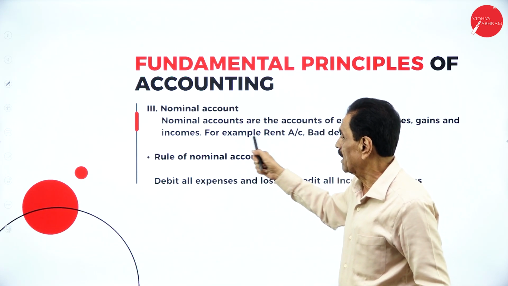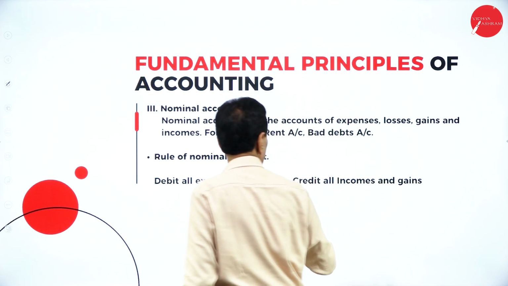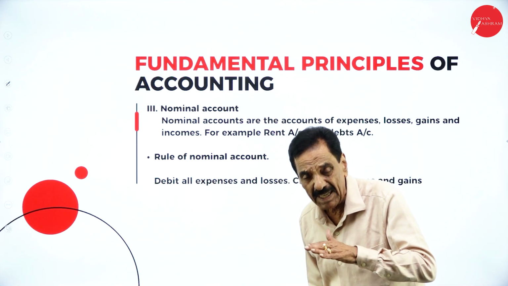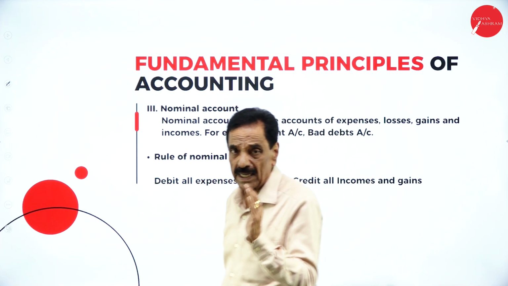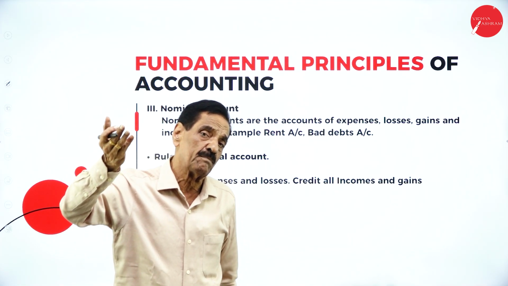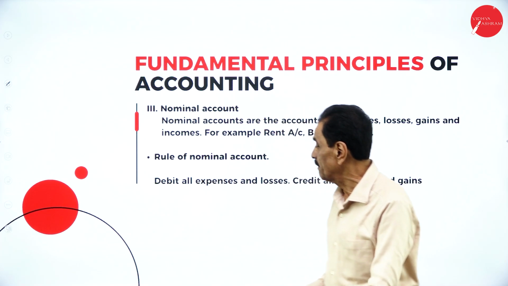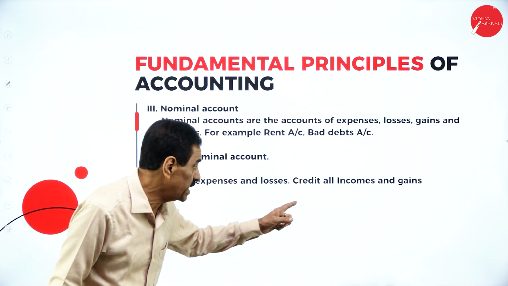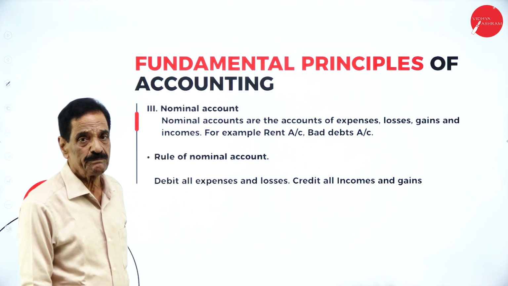Then nominal account. Nominal accounts are the accounts of expenses and losses. All the expense accounts should be debited. So it deals with incomes and expenses. All the expenses should be debited, all the income should be credited. The rule is debit all expenses and losses, credit all incomes and gains.